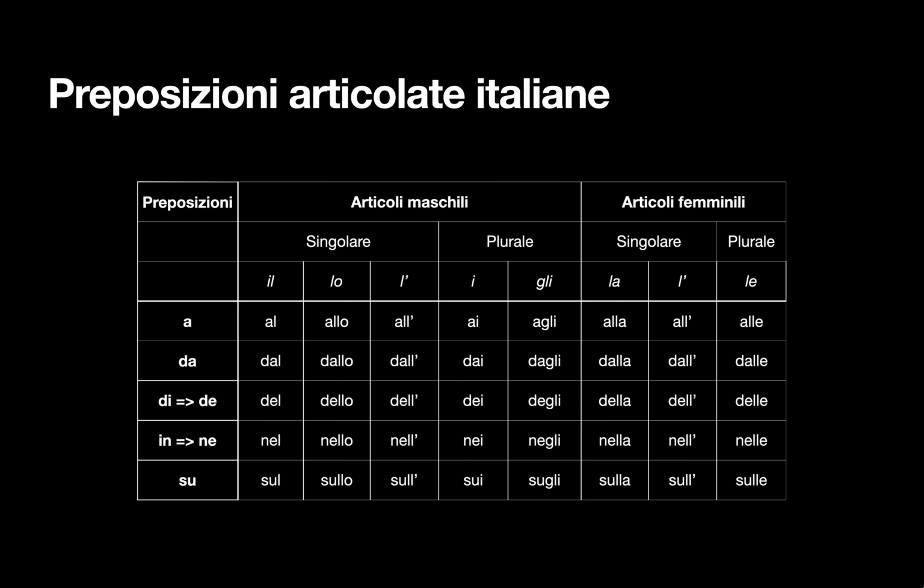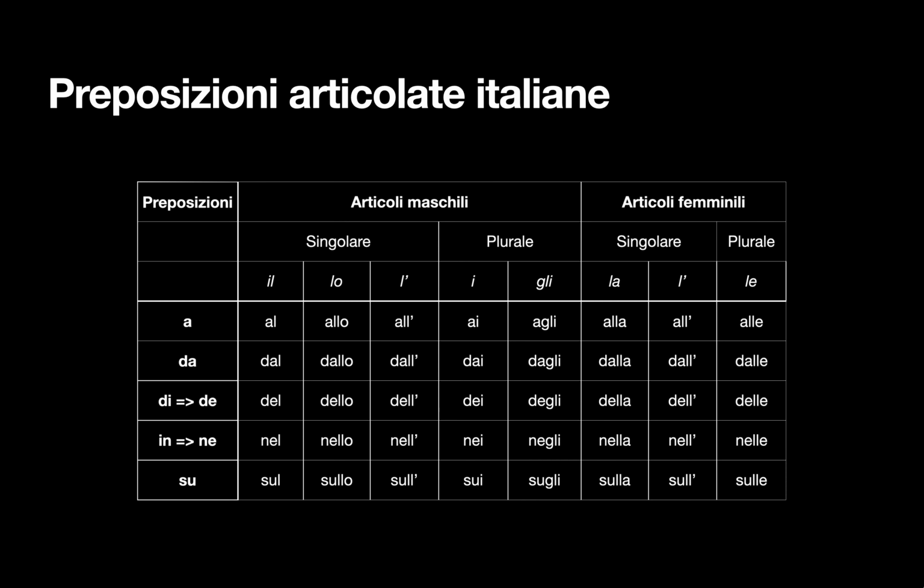In also changes to ne, so those ones will be nel, nello, nell', nei, negli, nella, nell', and nelle. And finally, su has sul, sullo, sull', sui, sugli, sulla, sull', sulle. So I know that you might be a little overwhelmed with this table right now.